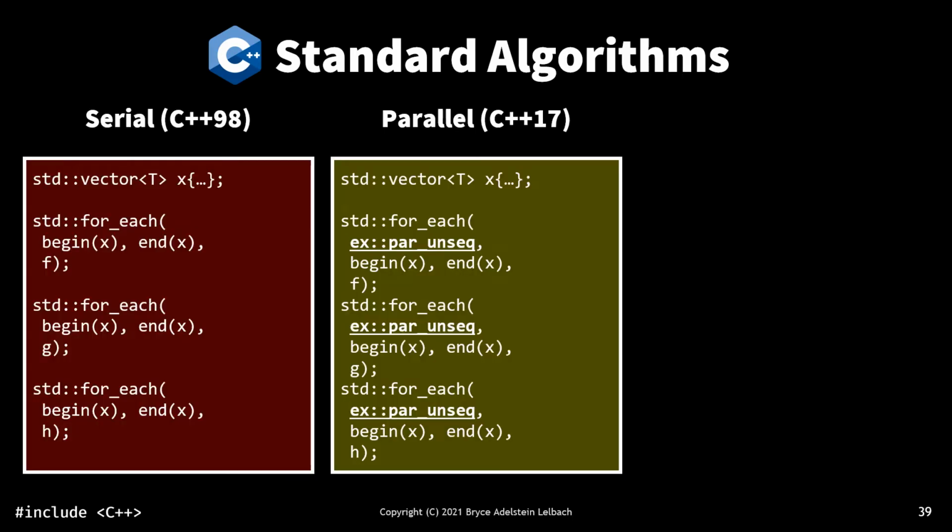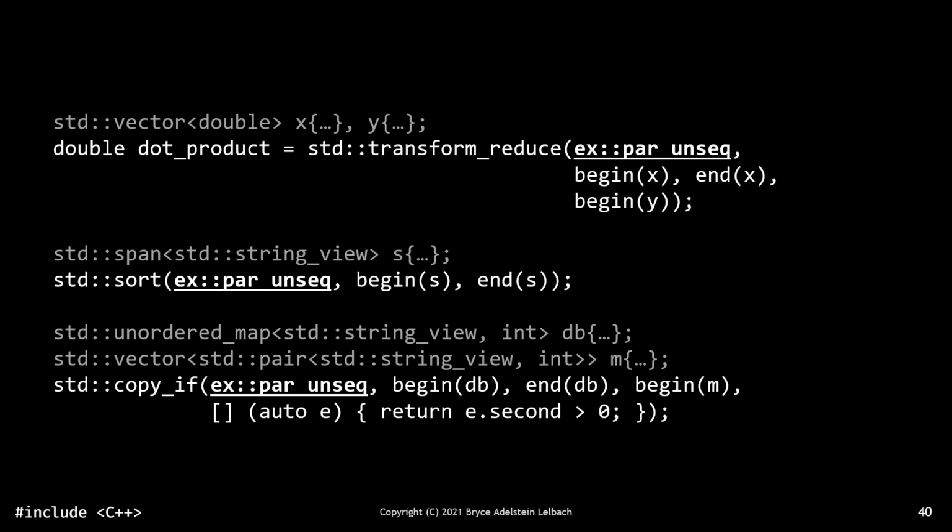In C++17, we introduced parallel versions of these algorithms. The parallel overloads have the same interface as their serial counterparts, except that they take an extra parameter, an execution policy, which describes what form of parallelism is allowed, if any. Execution policies describe the how of execution, but they don't specify where.